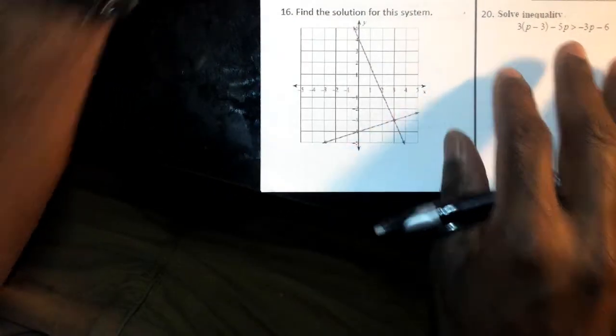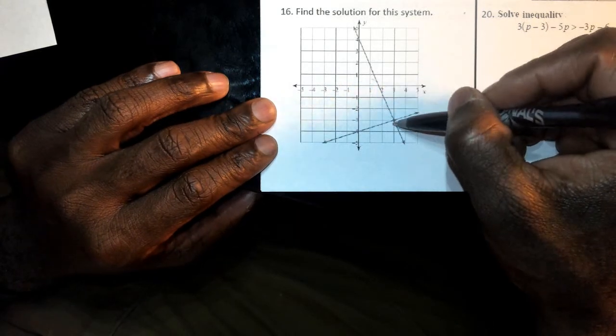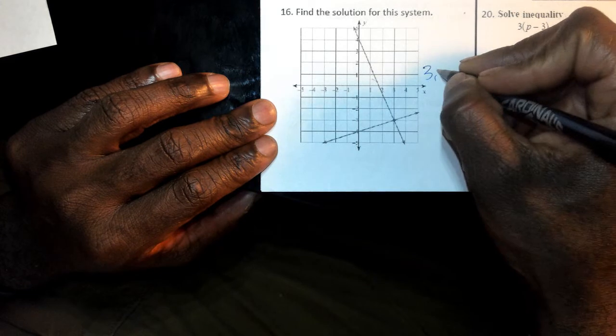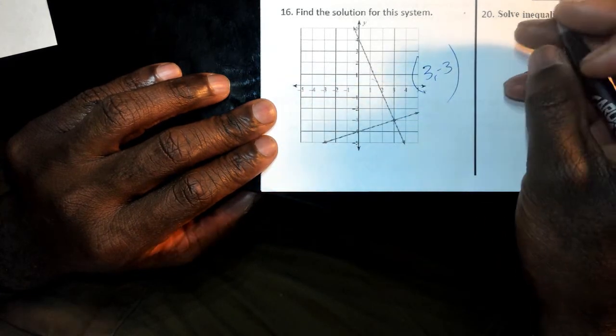You get this one wrong, I may punch you even harder. The solution is where they intersect. 3, negative 3. Boom. Trying to just throw you some answers.